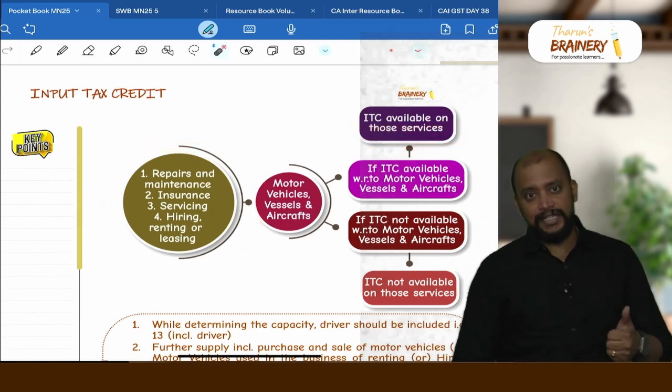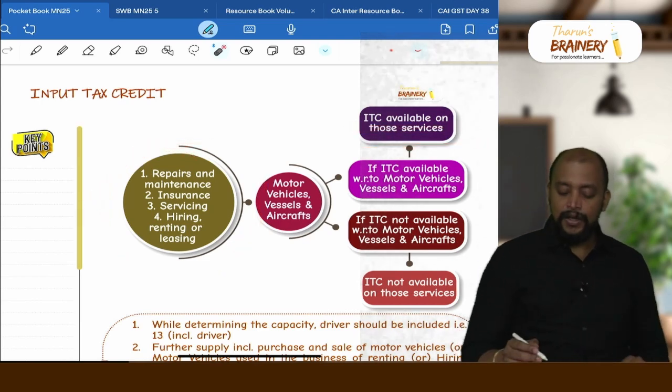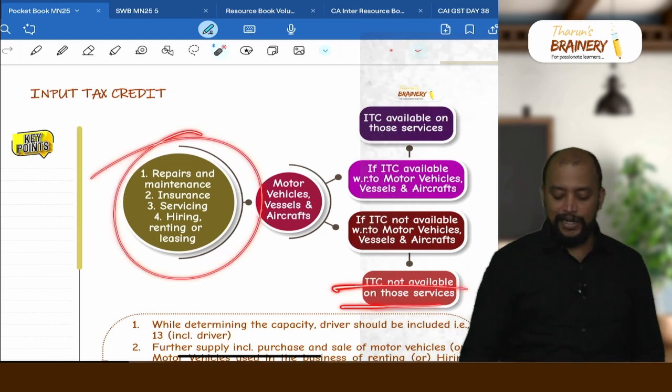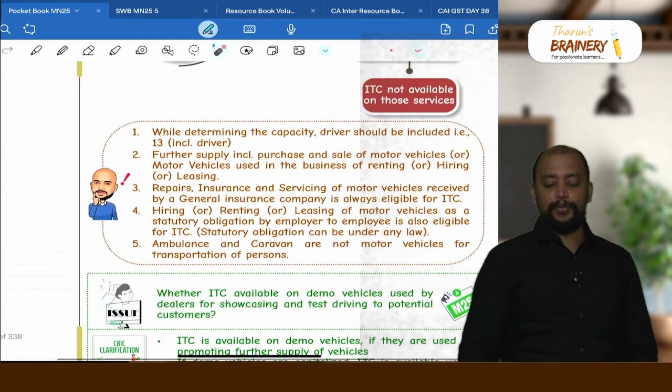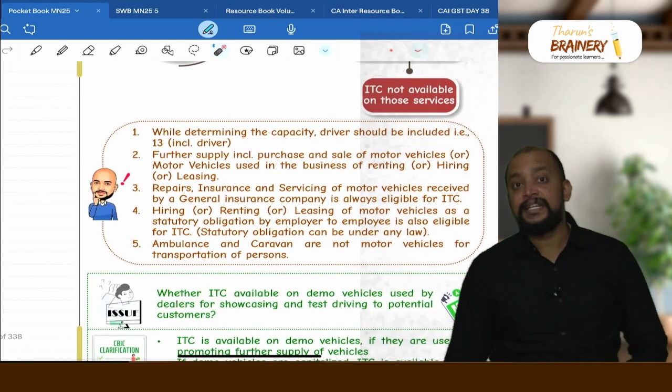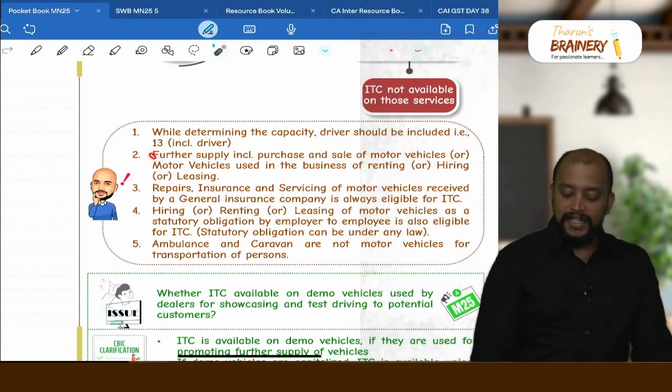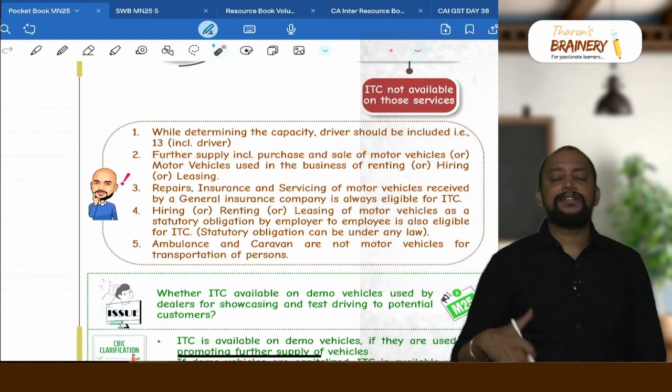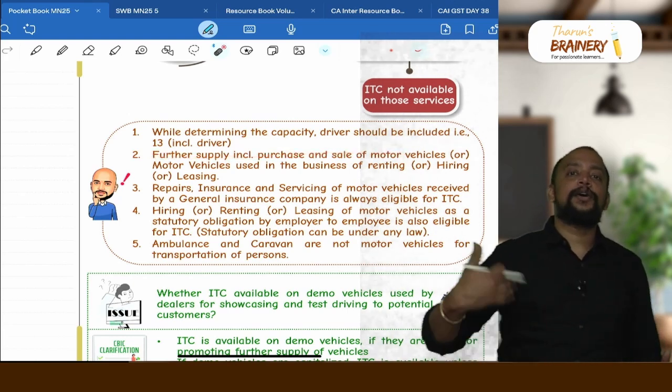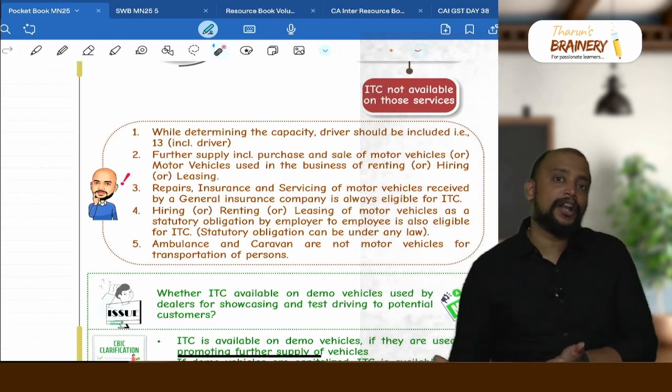If the motor vehicle, vessel and aircraft are not eligible for ITC, on these 4 services also ITC is not available. Then there are some special points. While determining the capacity, the driver seat should be included. Further, supply includes purchase and sale of motor vehicles or renting of motor vehicles. For example, I am into the business of renting of motor vehicles.